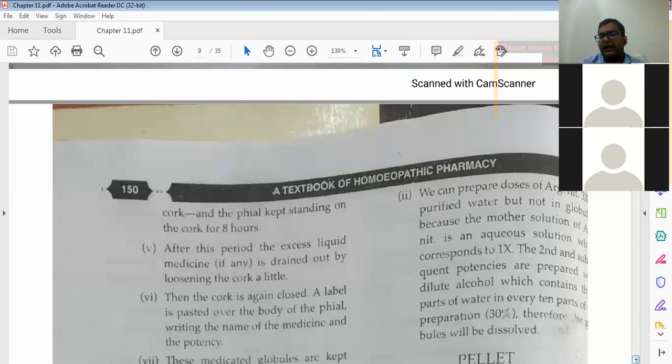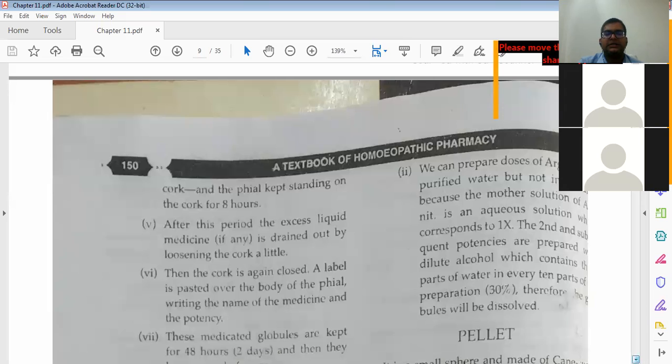Actually, it is not possible in the clinic also, to keep it for 8 hours. You just have to pour, and for some time you can keep it inverted, and after that you give it to your patient.